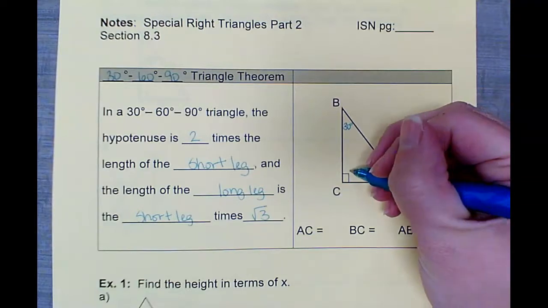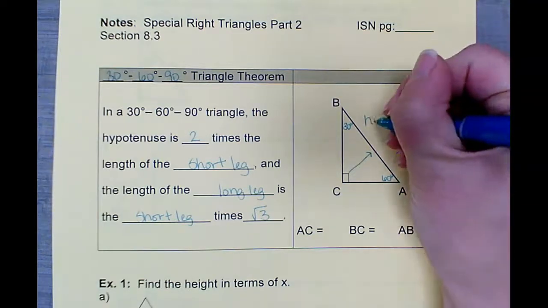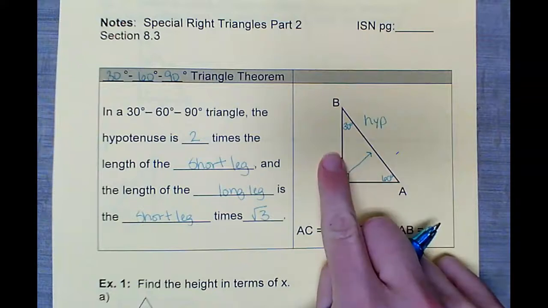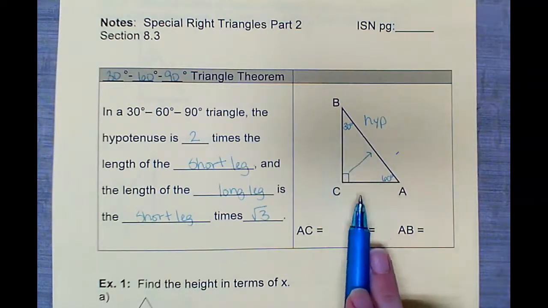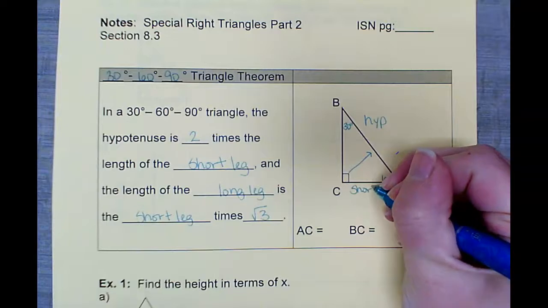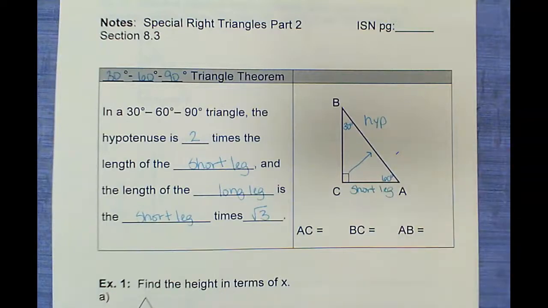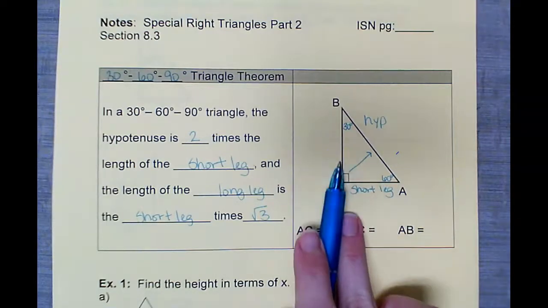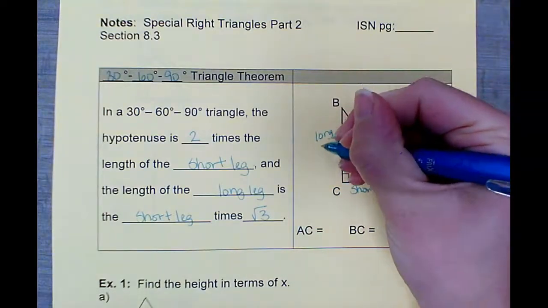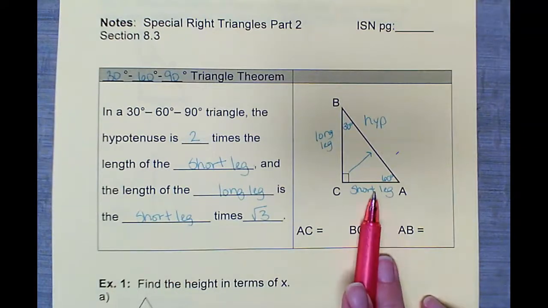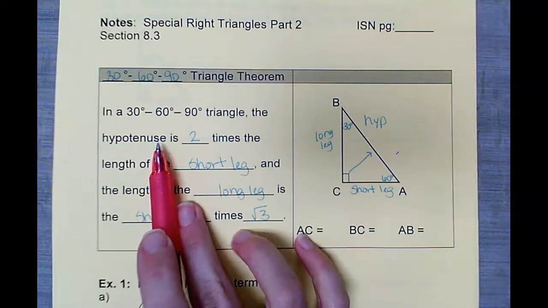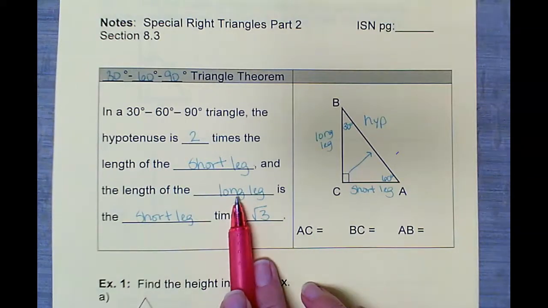And we'll notice that right across from the right angle, we have the hypotenuse. But then we have 2 legs, and in a 30, 60, 90 degree triangle, you'll always have a short leg and a long leg. The short leg will be opposite the smallest angle, so that would be right here. And the long leg will be opposite the 60 degree angle, so that would be side CB. Whenever you label these sides, we're going to label them in terms of the short leg, because we were able to talk about what the hypotenuse was in terms of the short leg and what the long leg was in terms of the short leg.